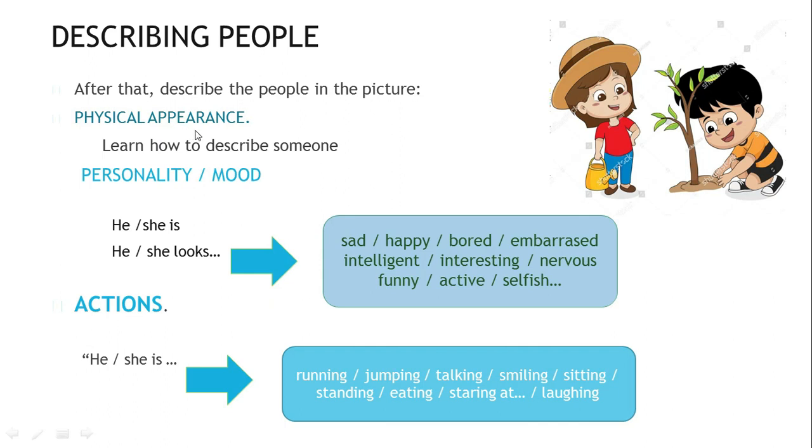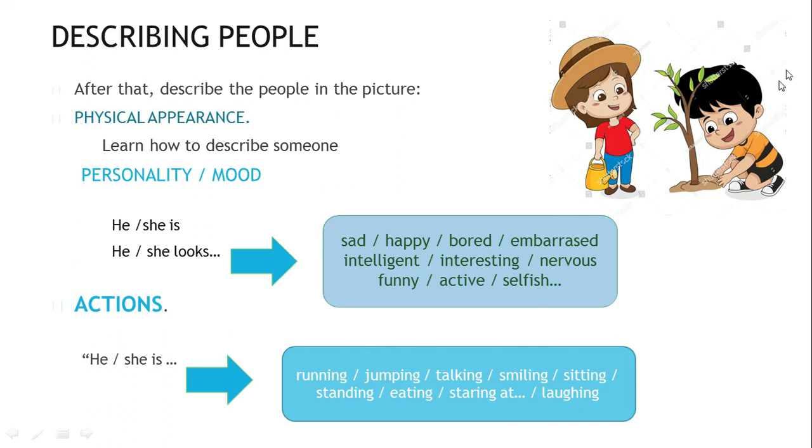Physical appearance, what is the physical appearance of the person, like he or she is sad, happy, bored, embarrassed, intelligent, interesting, nervous, funny, active, selfish. Then you can describe the action also, that he or she is running, jumping, talking, smiling, sitting, standing, eating, staring at, laughing.